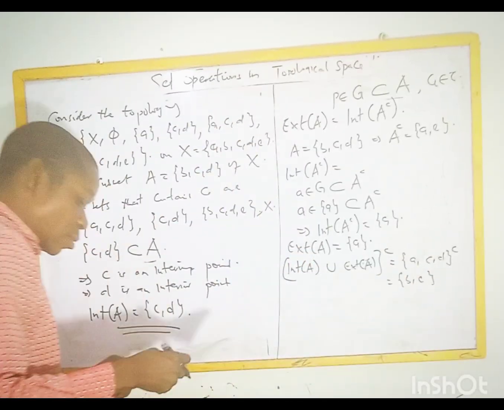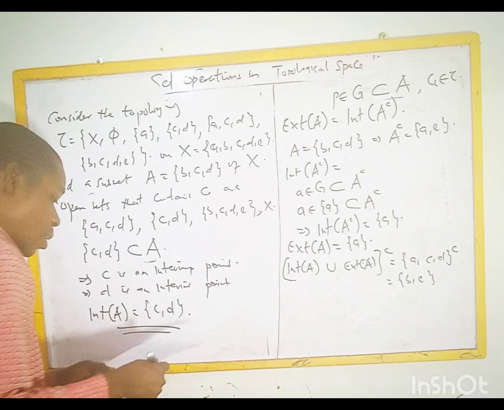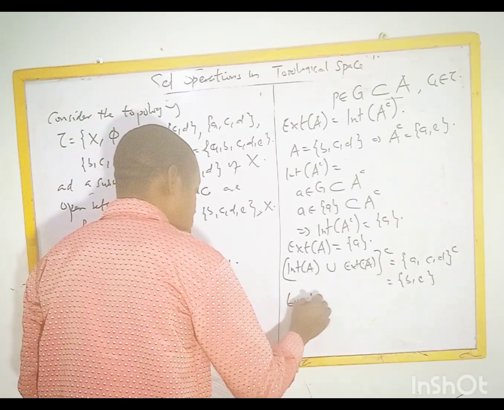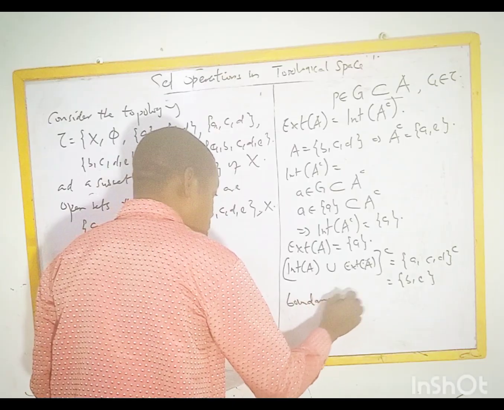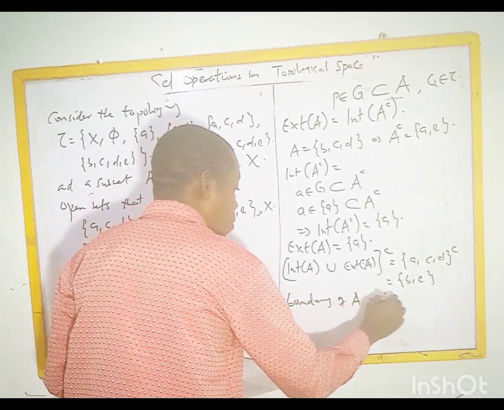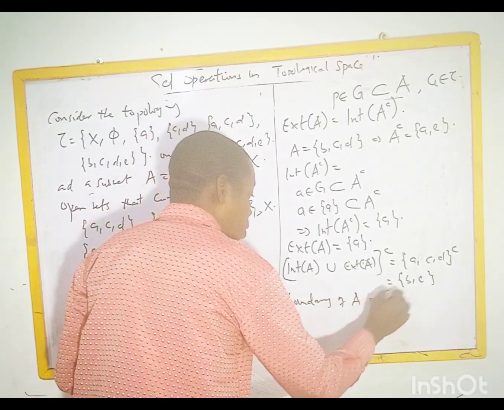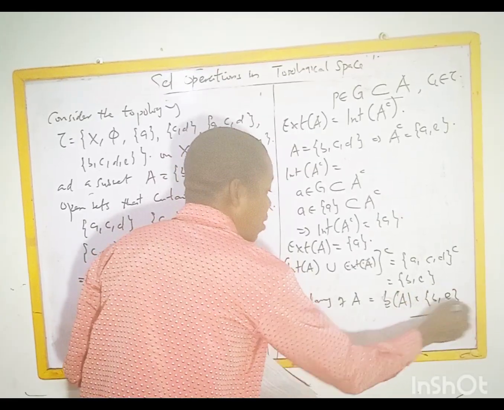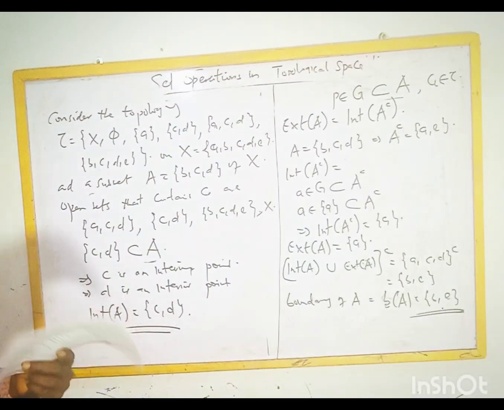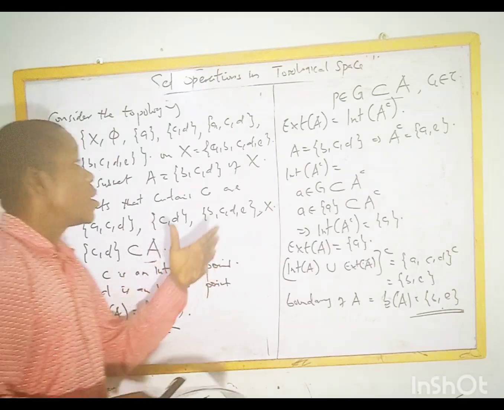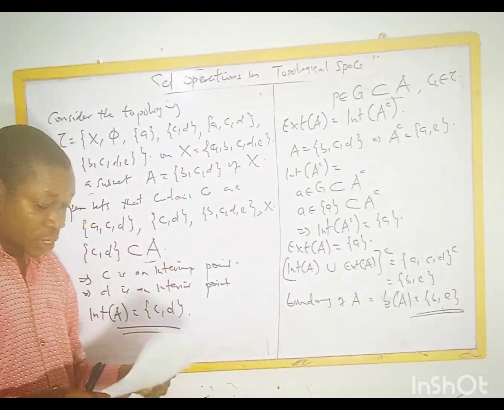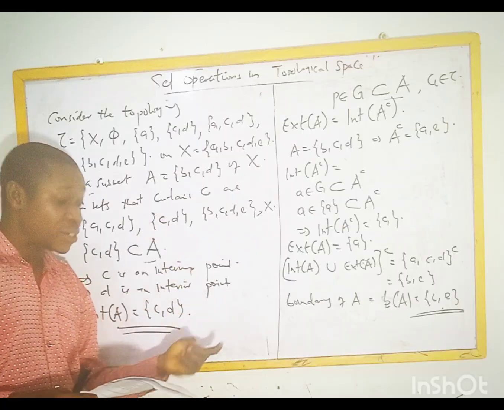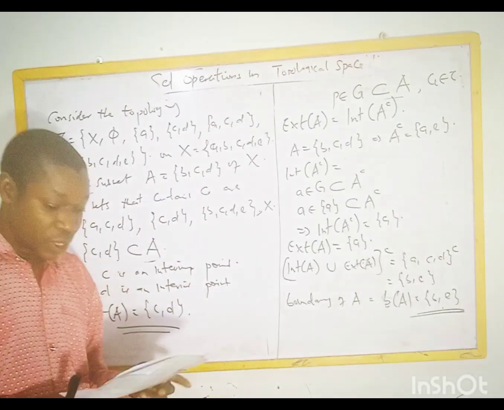So in a nutshell, our boundary points, the boundary of A, will consist of B, comma E. So that is your boundary point of that set. So that's how you can determine the boundary and exterior points. You can also obtain the interior point, exterior point, and boundary of the set A.